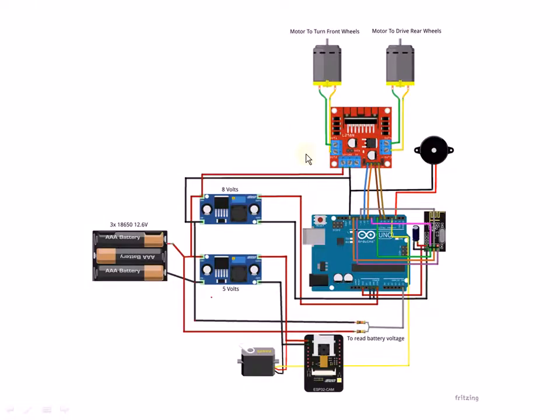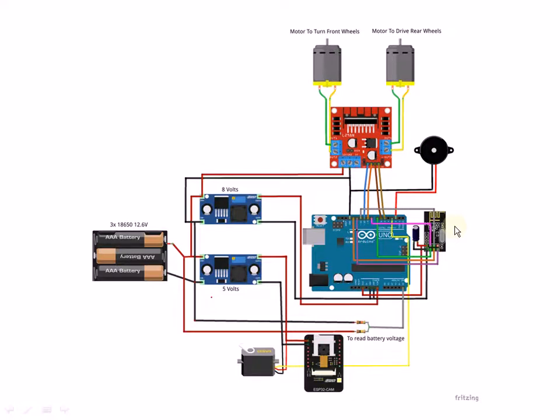The circuit for the car is simple. The motor driver is receiving 12 volts directly from the battery. There's also a 10K and 100K resistor going to analog input pin 5. This will let us read the battery voltage. The first buck converter is outputting 8 volts, which is going to the Arduino voltage in pin. And the second buck converter is outputting 5 volts, going to the ESP32 camera and the servo.